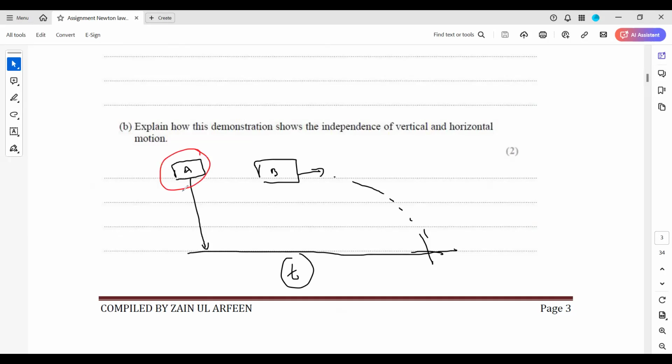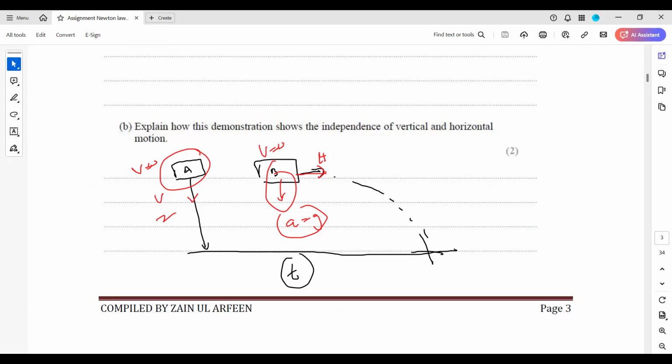So how we write a structured answer for this: we mention that for coin A there is only a vertical component of velocity, but for coin B the horizontal velocity is there as well, and initially the vertical velocity is zero. For coin A the vertical velocity is also zero. The vertical velocity components of coin A and coin B have the same acceleration due to gravity. That's why they will hit the ground at the same time. So even though coin B has a horizontal component, the horizontal and vertical are independent. How do we show that? Because both coins A and B hit the ground at the same time.